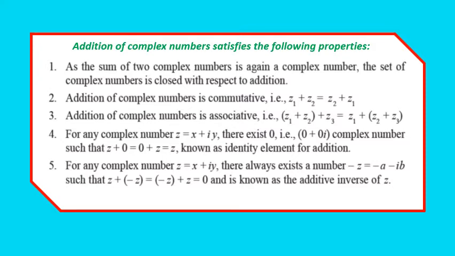Now for any complex number z equal to x plus iy, there exists 0, which can be written as 0 plus i0, and if you add z plus 0, you will get z. So this 0 plus i0 is the additive identity for any complex number. Now for any complex number z equals x plus iy, there exists some complex number minus z, which will be equal to minus x minus iy, such that z plus minus z will be equal to 0. So that minus z is called the additive inverse of z, or z will be called the additive inverse of minus z. Clear? So pause and note down these important properties.